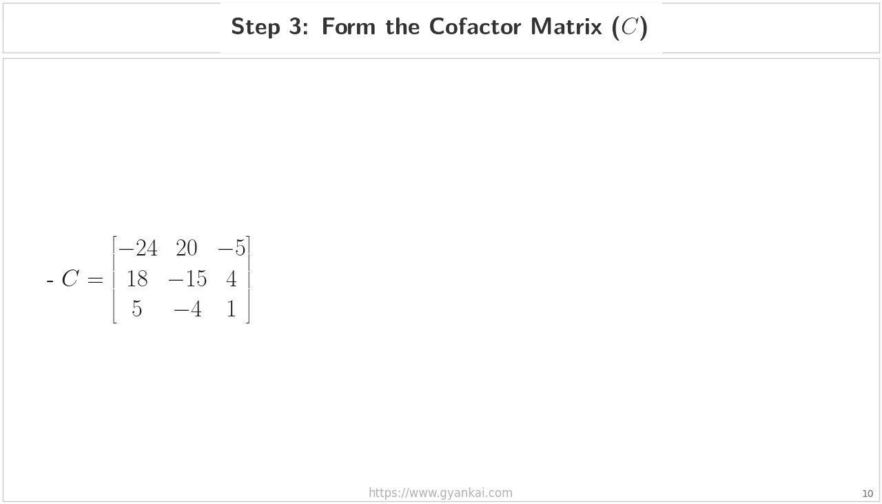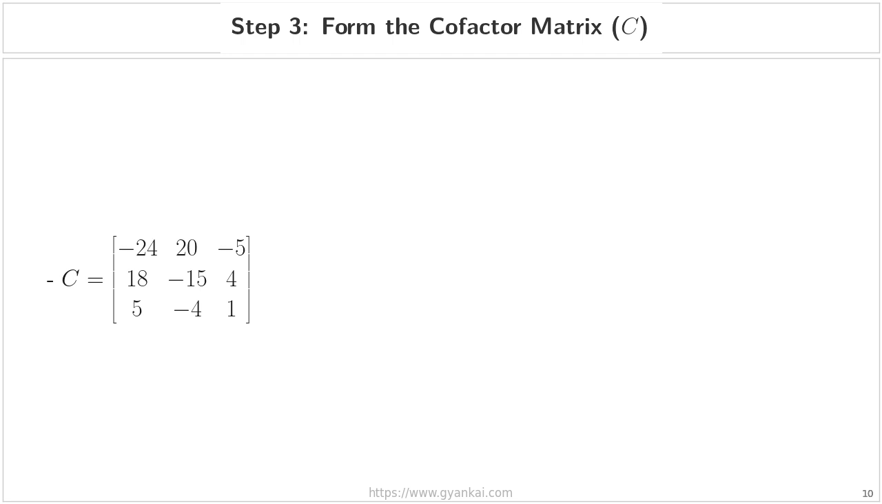So our cofactor matrix, which we denote as capital C, is a 3x3 matrix where the first row consists of -24, 20, and -5. The second row contains 18, -15, and 4, and the final row is composed of 5, -4, and 1. Now that we have calculated all 9 individual cofactors in the previous step, we move to step 3, constructing the cofactor matrix.